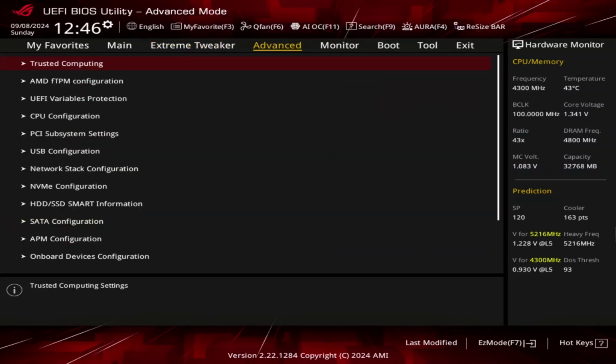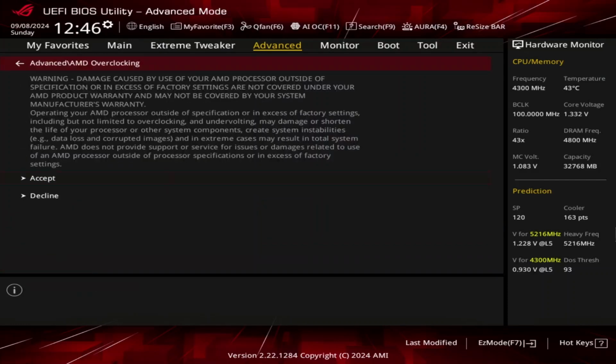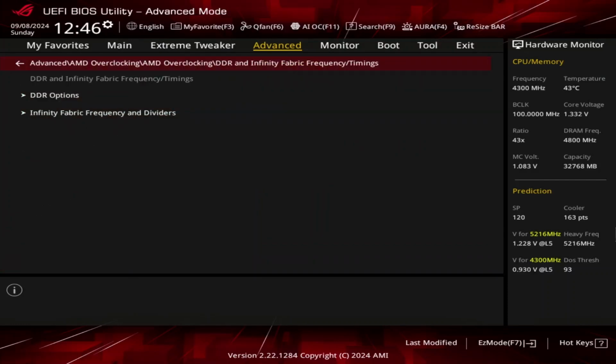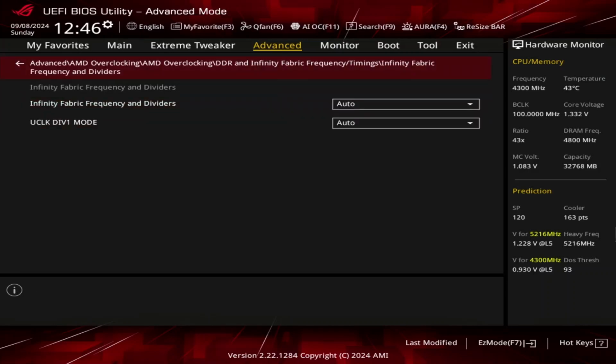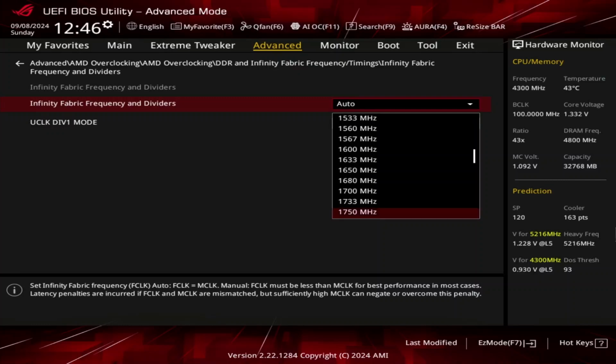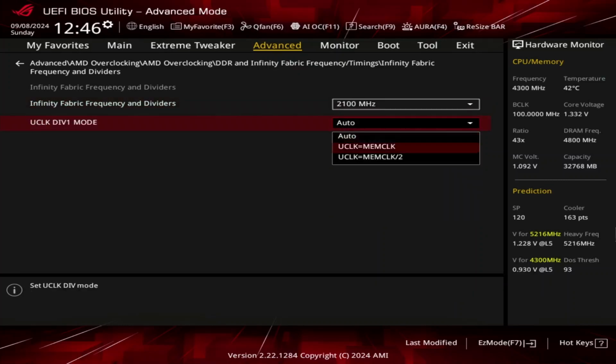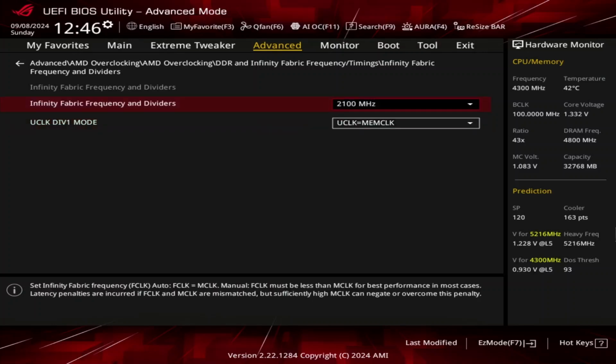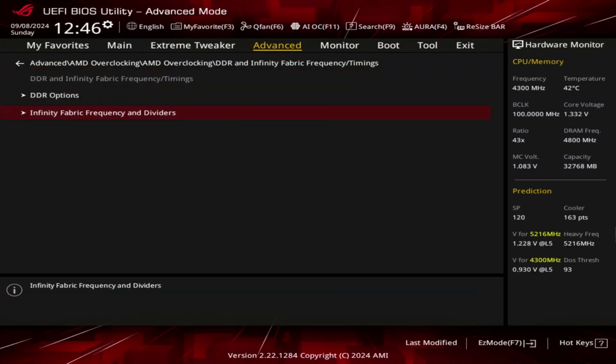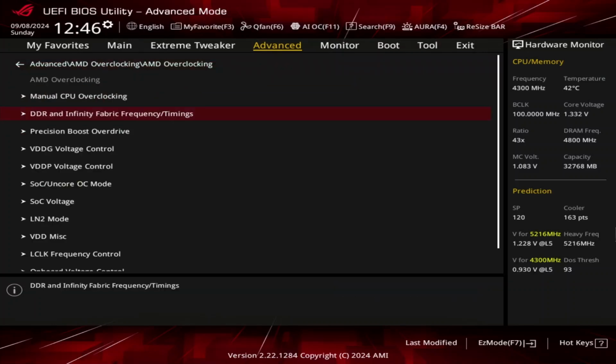Switch to the advanced menu. Enter the AMD overclocking submenu and click Accept. Enter the DDR and Infinity Fabric Frequency Timings submenu. Enter the Infinity Fabric Frequency and Dividers submenu. Set Infinity Fabric Frequency and Dividers to 2100. Set uClock Div 1 mode to uClock equals memclock. Leave the Infinity Fabric Frequency and Dividers submenu. Leave the DDR and Infinity Fabric Frequency Timings submenu.